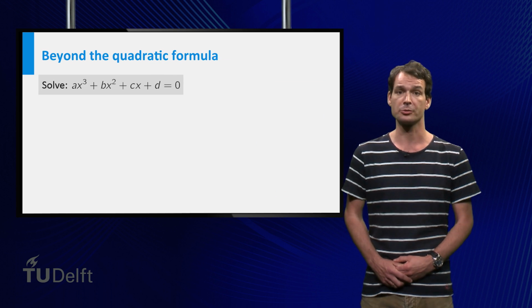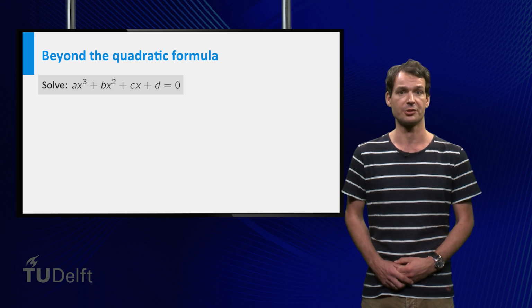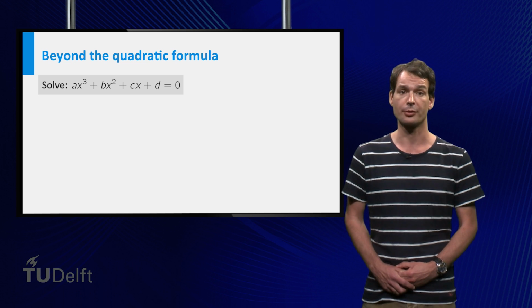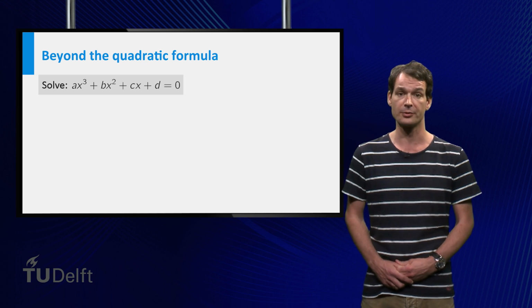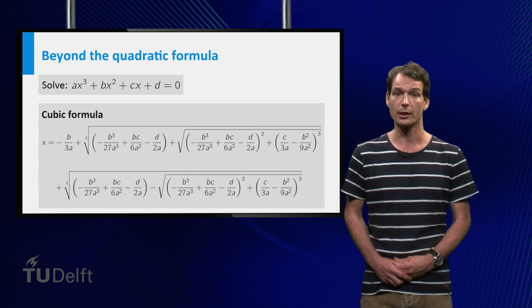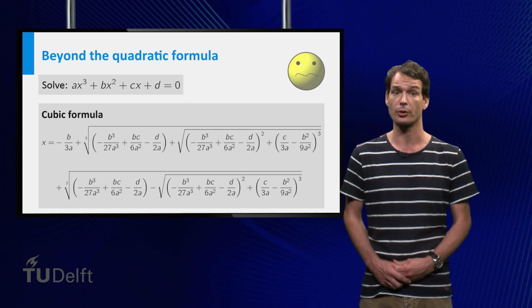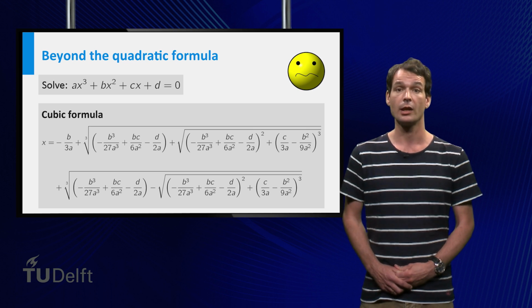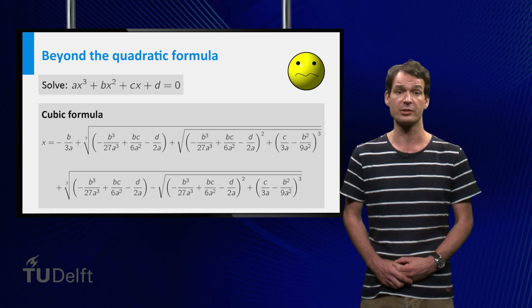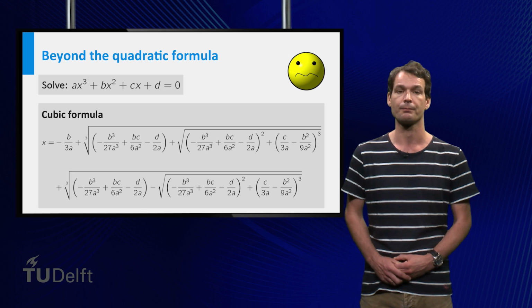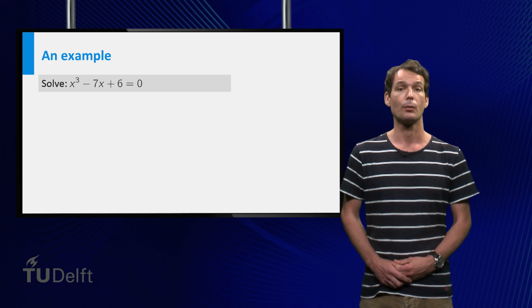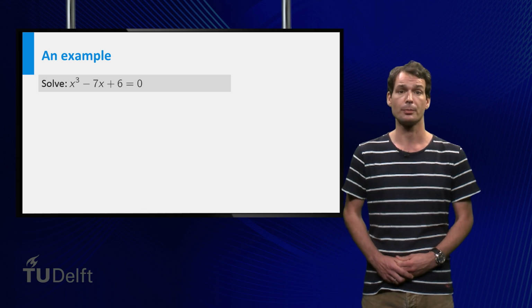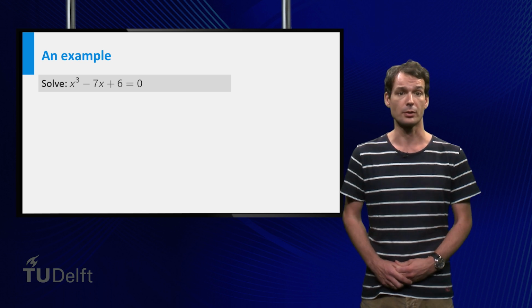Okay, let's now try to solve the equation p of x equals 0. You may be surprised to hear that if p is of degree 3 or 4, there are formulas to solve this. However, they are much more complicated than the quadratic formula. The question is, if we don't want to use these complicated formulas, can we still solve equations of degree 3 or higher? And yes, in some cases we can. We want to factorize the polynomial, but most of the time this is too difficult.